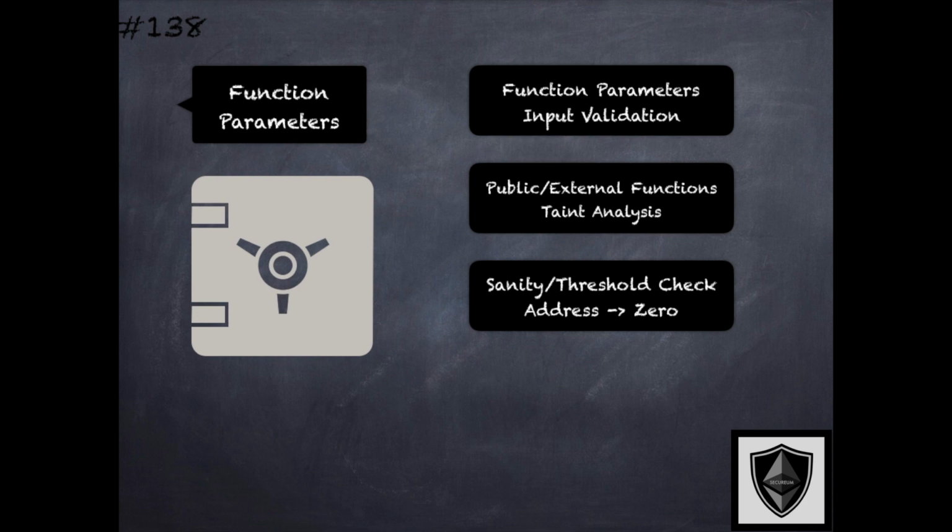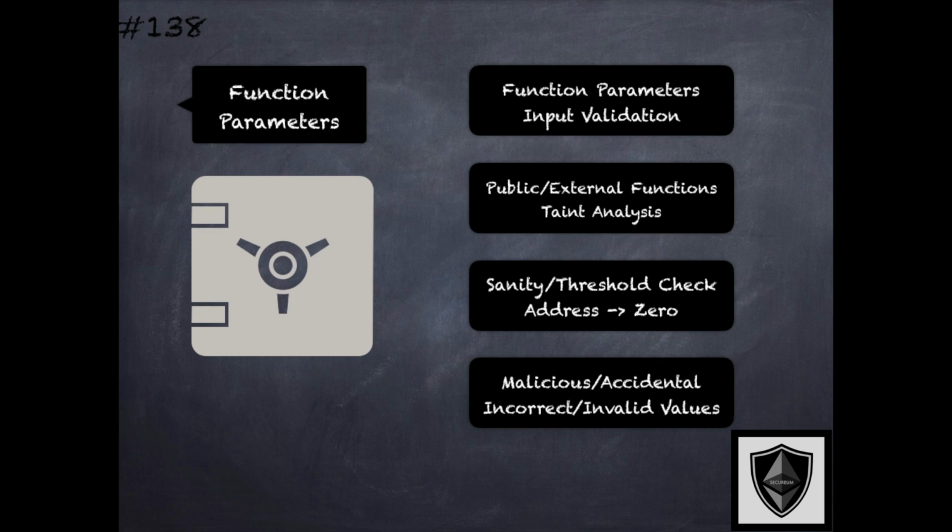So the best practice here is to make sure that there are valid sanity and threshold checks performed on these parameters depending on what types they are. So for example, if they are of the address type, then zero address validation should be performed, because otherwise they could lead to exceptions during runtime, or they could lead to tokens being burnt or access control being denied, as we have discussed in some of the earlier slides. The risk that we are trying to address here is from incorrect or invalid values being assigned to function parameters, either accidentally or maliciously by users interacting with these functions.